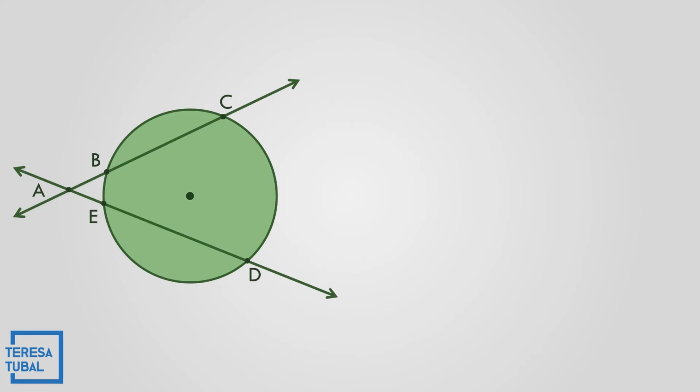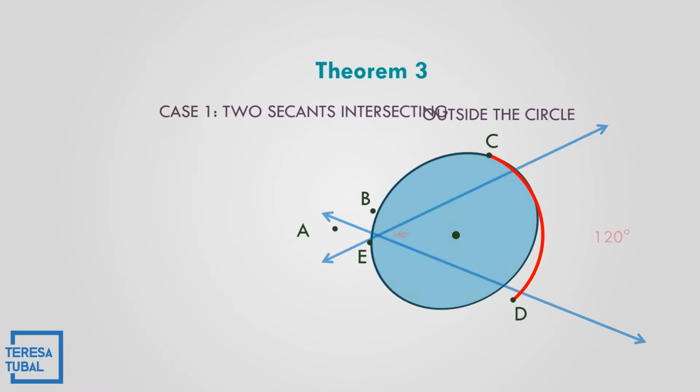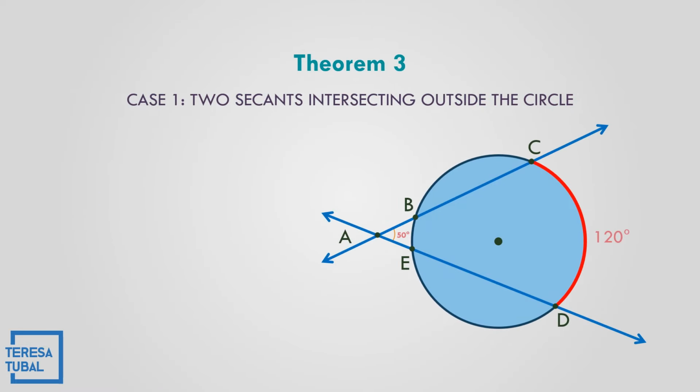As you can see in the figure, in theorem number 3, that is case 1, 2 secants intersecting outside the circle. They intersect outside the circle, that is secant AC and secant AD. So the formula: the measure of the angle CAD is equal to 1/2 the measure of the arc CD minus the measure of the arc BE. Arc CD is equal to 120 degrees. Arc BE is unknown, and angle CAD is equal to 50 degrees.